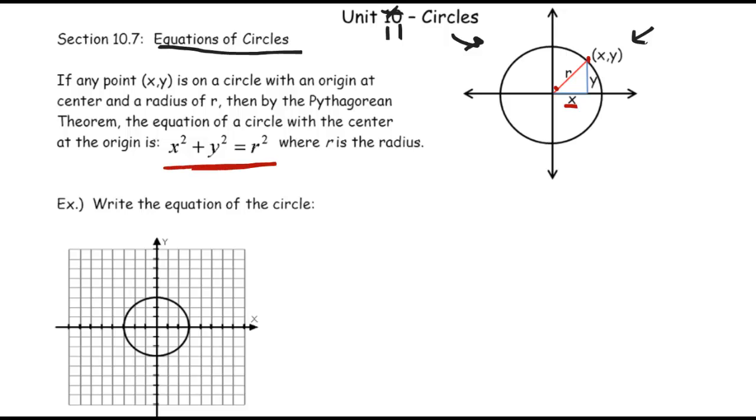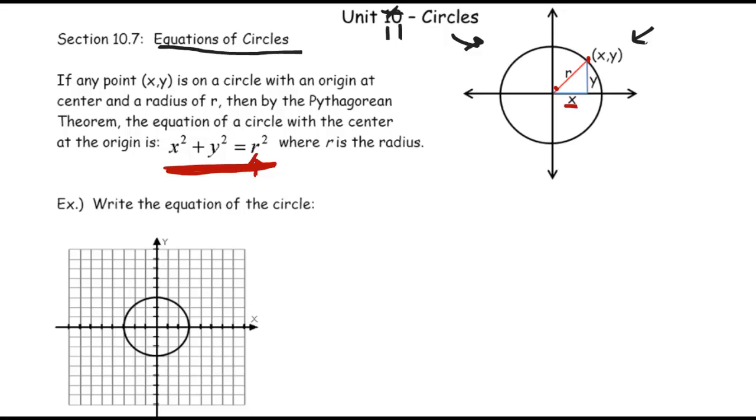If I'm centered at the origin, this is the equation you need to know. X squared plus y squared is going to equal r squared, the radius squared. Make sure you understand the radius is squared. Okay, so let's look at this example.